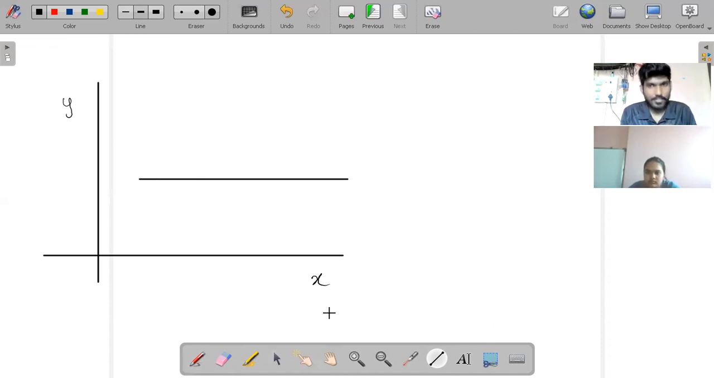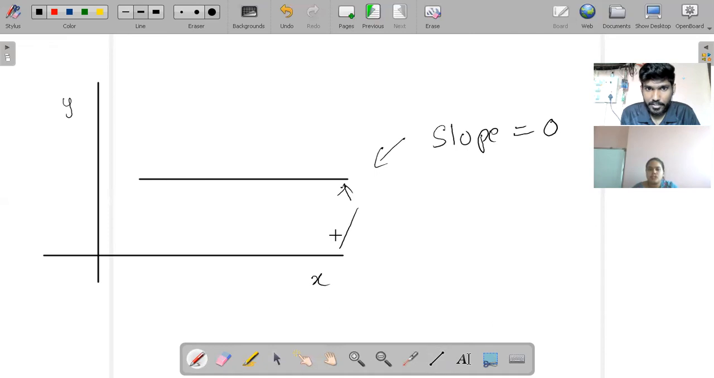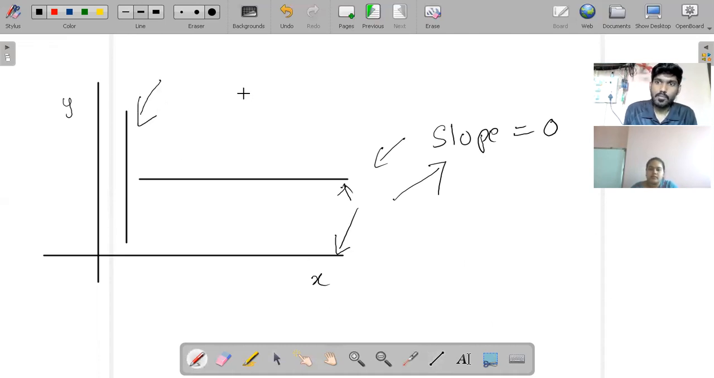It is neither increasing nor decreasing. So the slope of this line, if you calculate using the formula, will be 0. In simple words, if the line is parallel to the x-axis, then the slope of that line is 0. Similarly, if it is parallel to the y-axis, what will be the slope? Also 0. This one is also neither increasing nor decreasing.